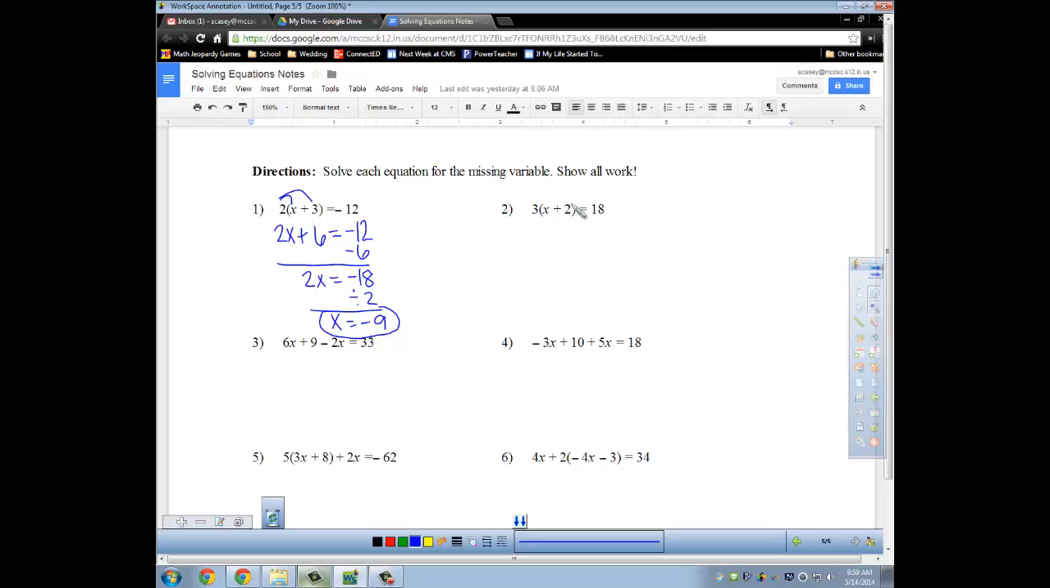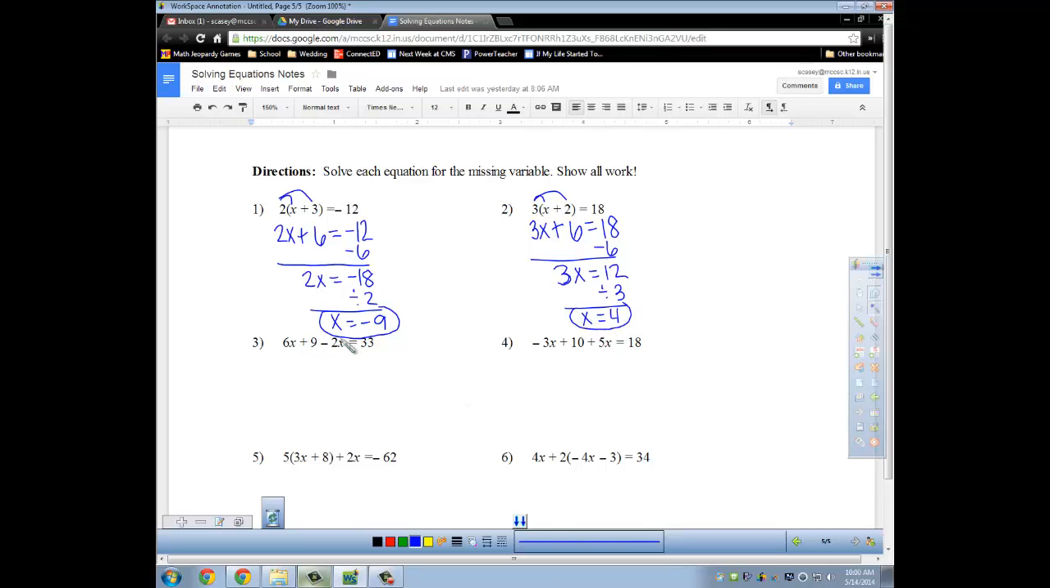Number 2 also has the distributive property. 3 times x is 3x, plus 3 times 2 is 6, equals 18. Get 6 to the other side again by subtracting. 3x equals 12. Get 3 to the other side by dividing. We get x equals 4.